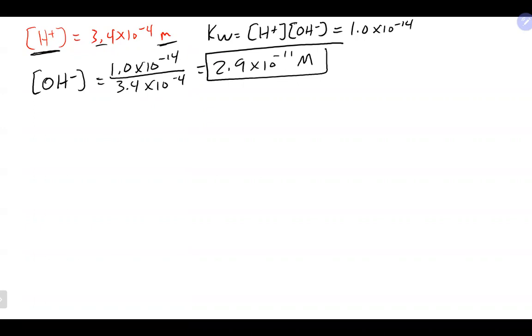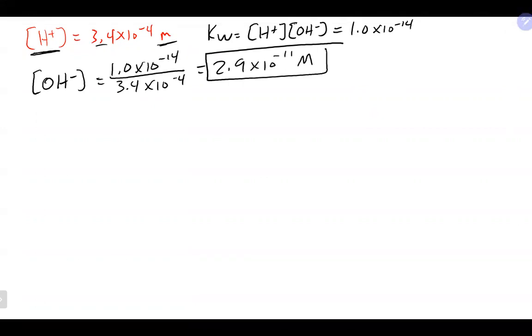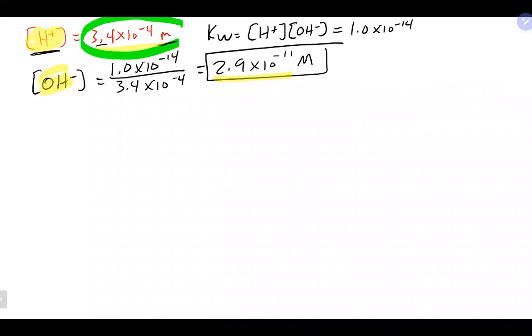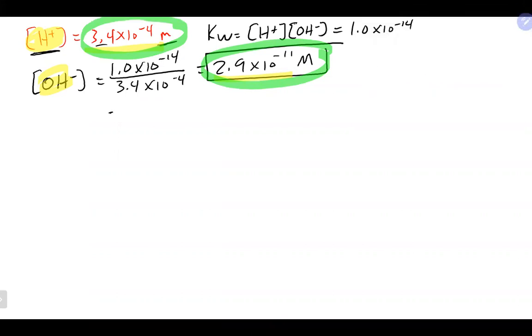At this point, we basically have two things given to us. We have the H plus concentration, which is the acid part of the solution. And we now have the OH minus concentration, which is the basic part of the solution. So we do want to compare the two numbers. That would be the acid part to the base part to see which one is larger. And in this particular case, the H plus concentration is larger than the OH minus concentration.